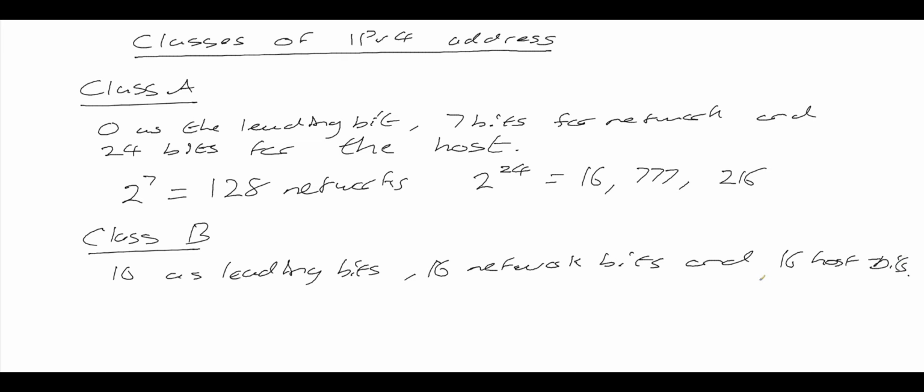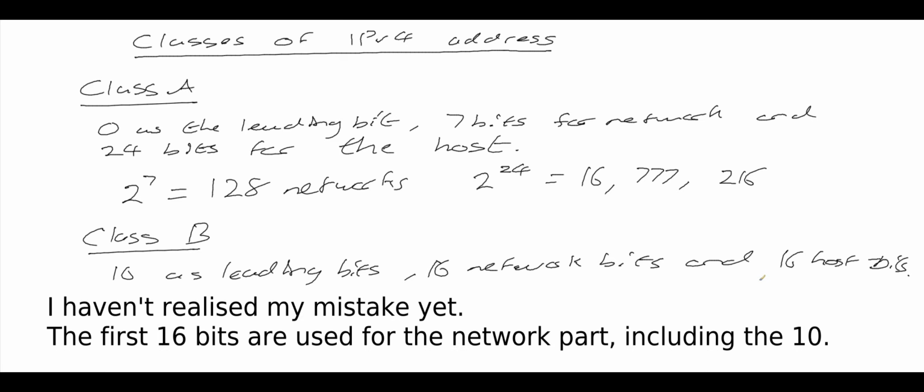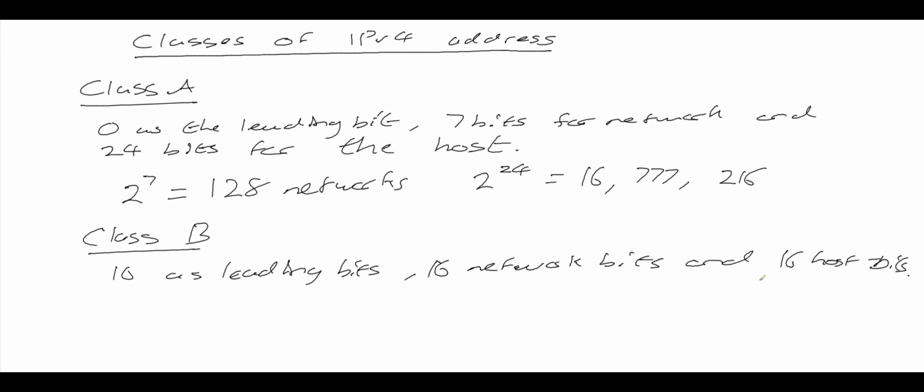We've got 16 bits used for the network part of the address, so that's the next 16 bits after the first 2 bits, and the remaining 16 bits are used for the host part of the address. And what that gives us is 2 to the 14 networks, which works out to be 16,384 networks, and also 2 to the 16 hosts, which works out to be 65,536. And I've just noticed a mistake here.